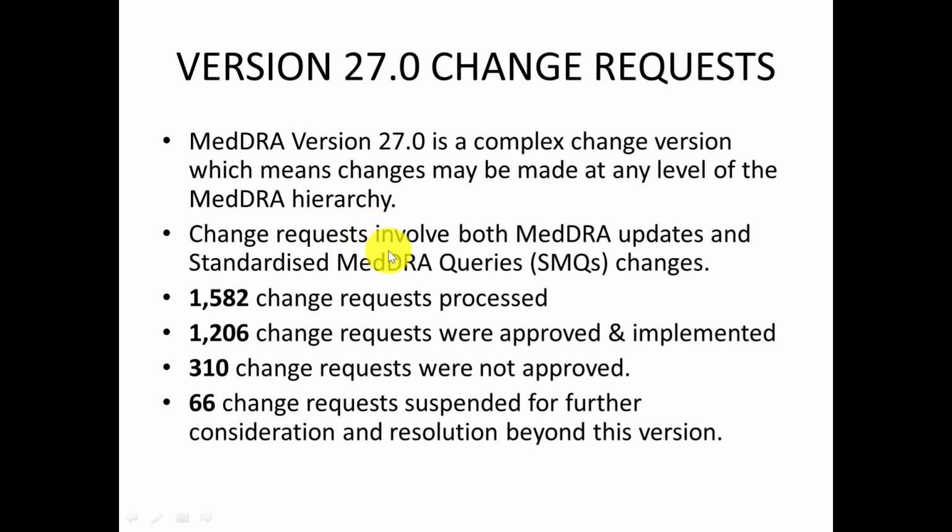This is just a representation of what the changes were and which were accepted. You can see here that 1582 change requests were processed in this particular version upgrade. Out of that, 1206 change requests were approved and implemented. 310 change requests were not approved, while 66 changes were suspended, which will be considered for resolution in the next version update.